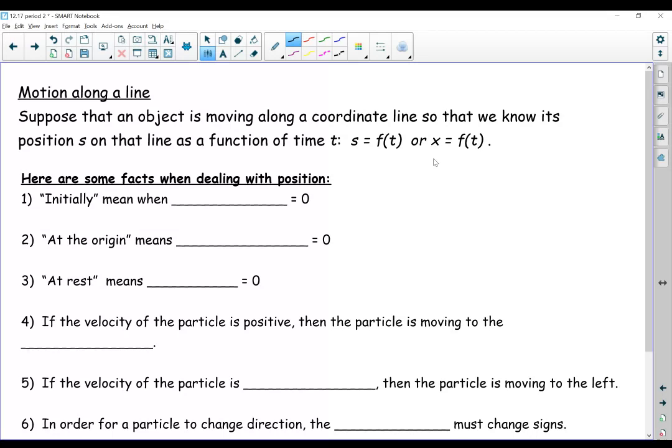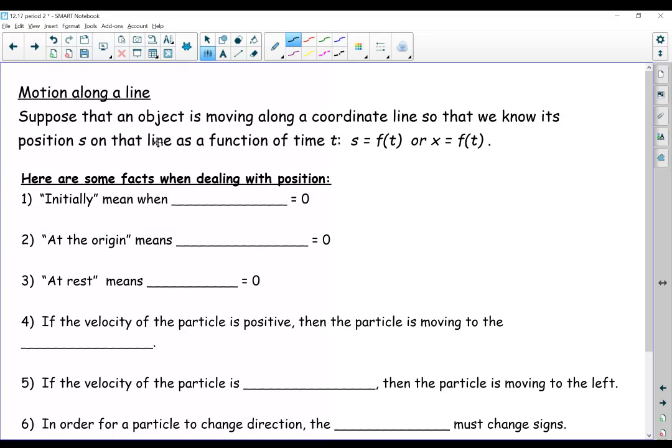Now, when we're talking about an object moving along a coordinate line so that we know its position, we're going to call that position one of two things in our calculus. We're either going to call it s of t, and we usually use s as the name of the function if the particle is moving vertically or diagonally. If the particle is moving horizontally, we usually let the function be called x, because that's the horizontal axis, as a function of time. So go ahead and pause the video, and let's see how many blanks you can come up with.